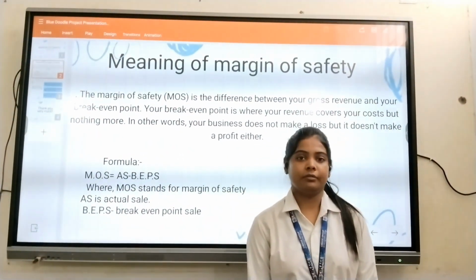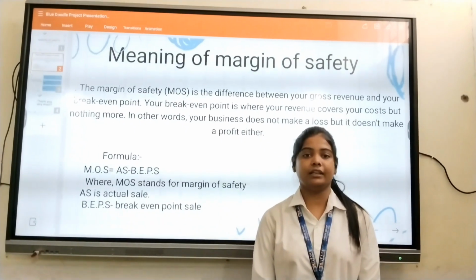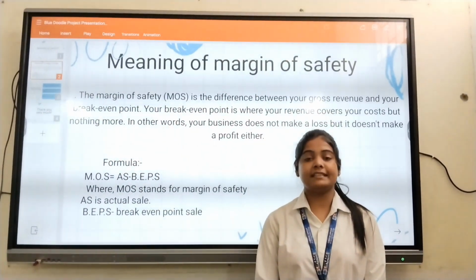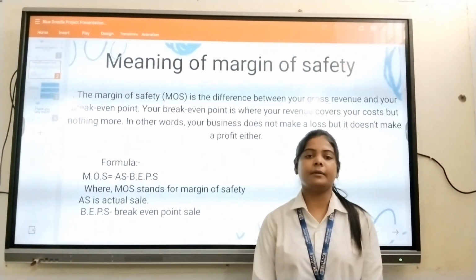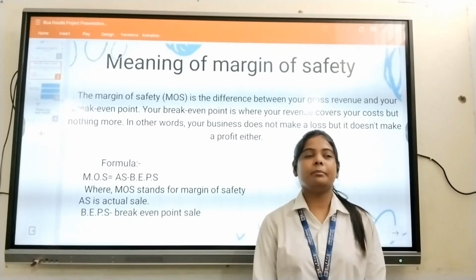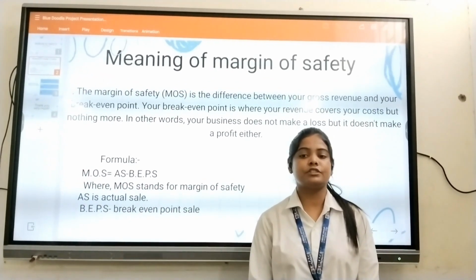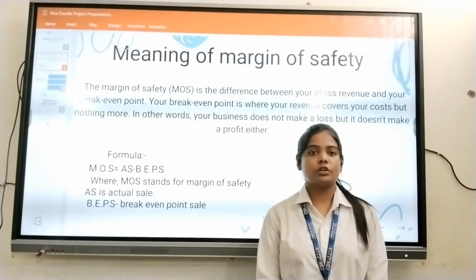Meaning of margin of safety. Margin of safety is the difference between your business gross revenue and the break-even point. Break-even point generally means where the business does not occur any loss or any profit.